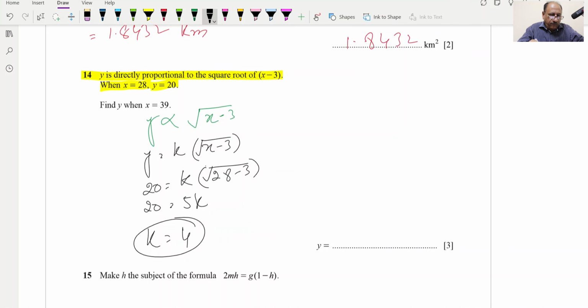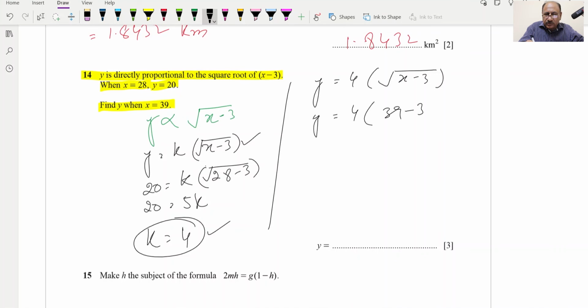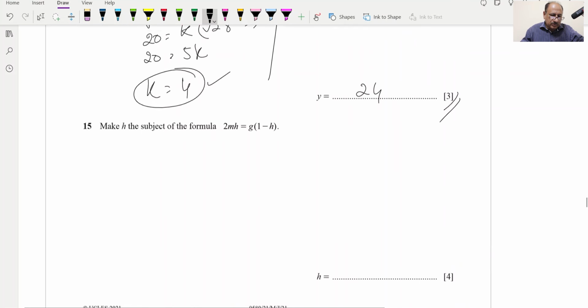Now they are saying find y when x is equal to 39. So this k value will replace in this one. So we'll get equation y is equal to 4, and this will be x minus 3 root, and we can replace this x, which is 39. So we can replace over here 39 minus 3 root, which will be 36. 36 root will be 6, so 6 into 4 will be 24. So y is equal to 24. 24 will be answer. 3-mark question which we have done.